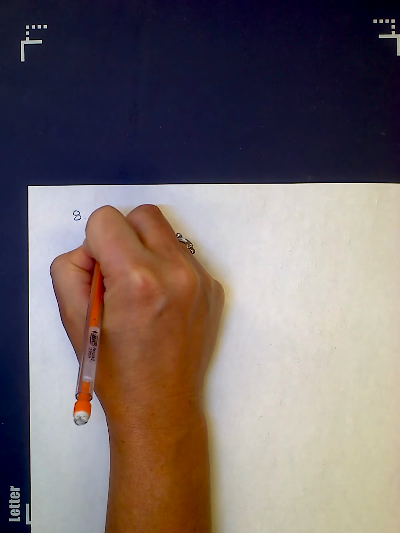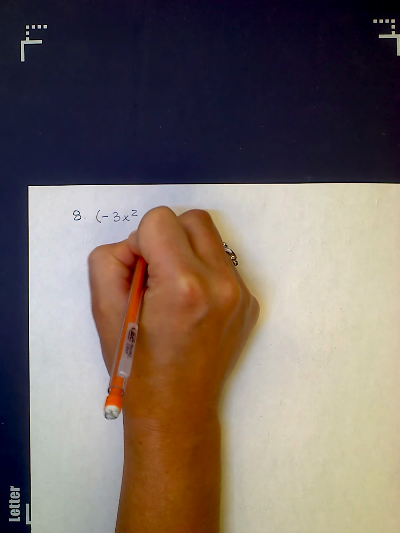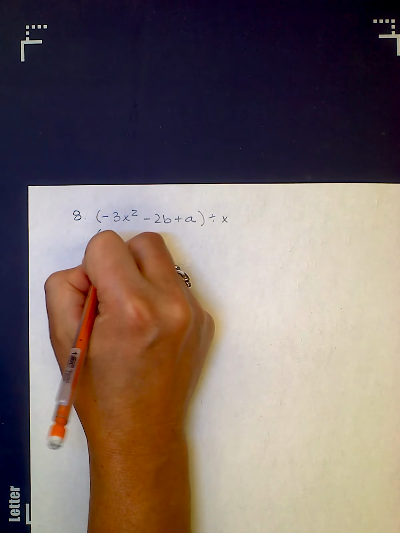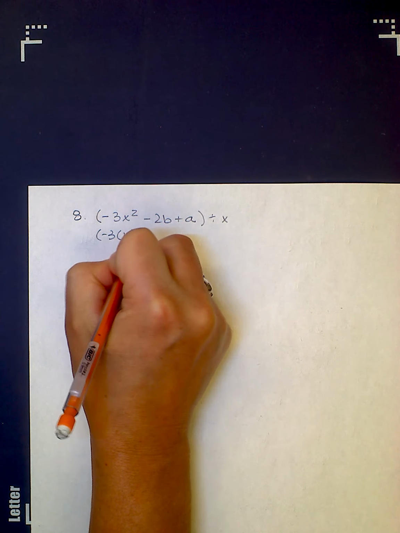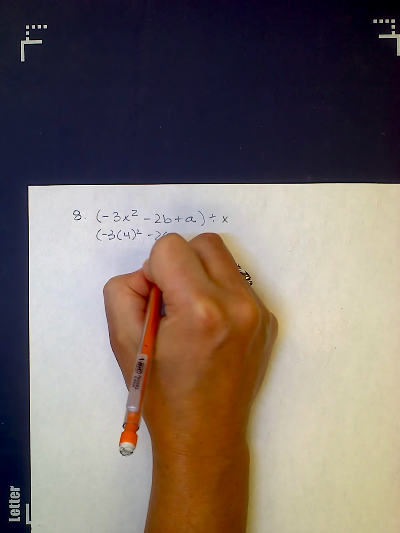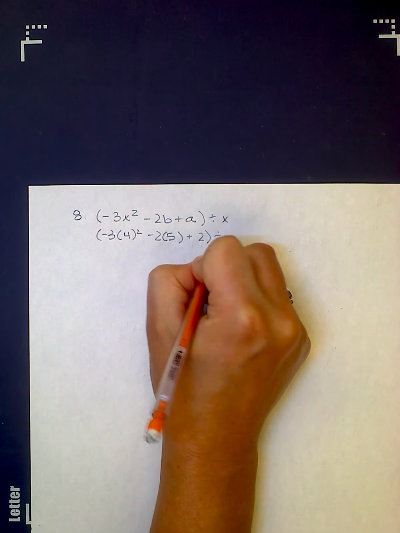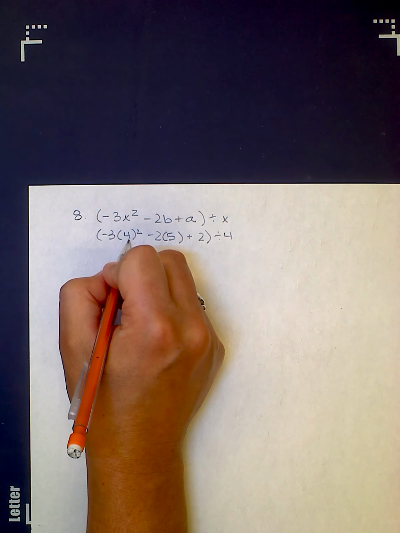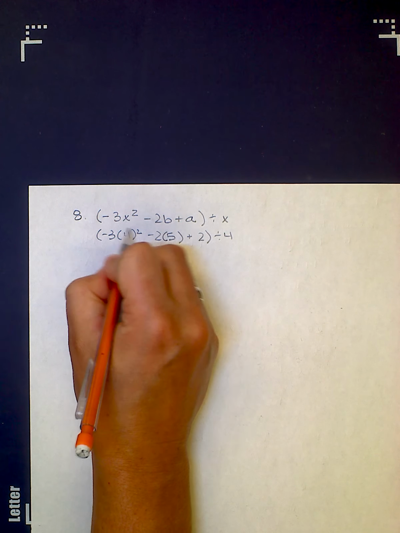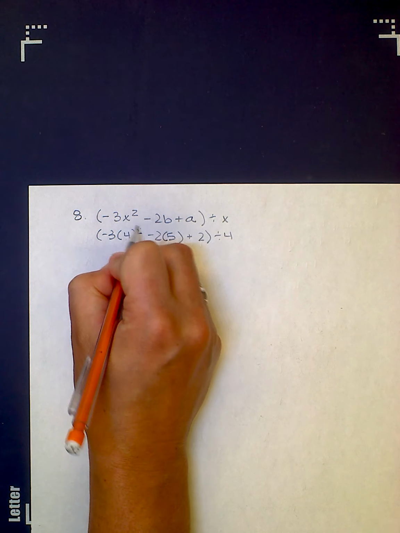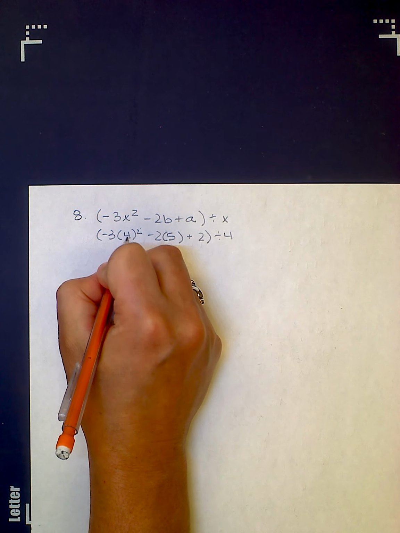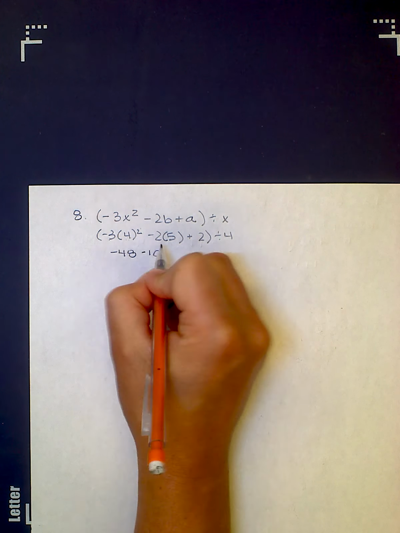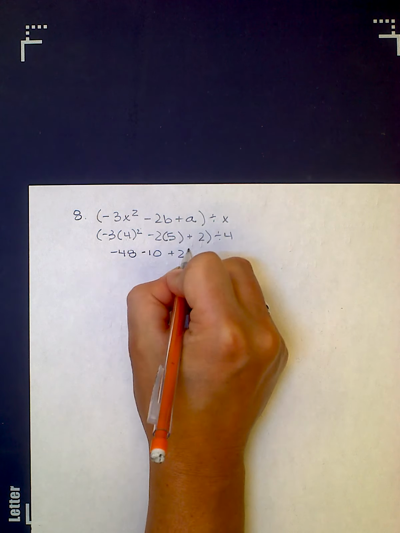We're going to use the same values. Negative 3x squared minus 2b plus a divided by x. So start by plugging in. Negative 3 times 4 squared minus 2 times 5 plus 2 divided by 4. Now, you can start doing some of these more than one step at a time. So we know we have to do the exponent first, which is 4 squared, which gives us 16. And 16 times negative 3 will give us negative 48. So if you want to start skipping a few steps, but you do need to show overall what your steps are here.